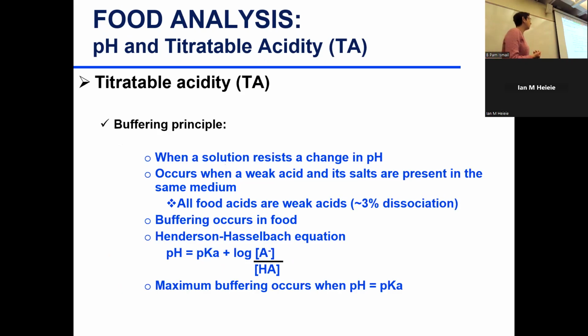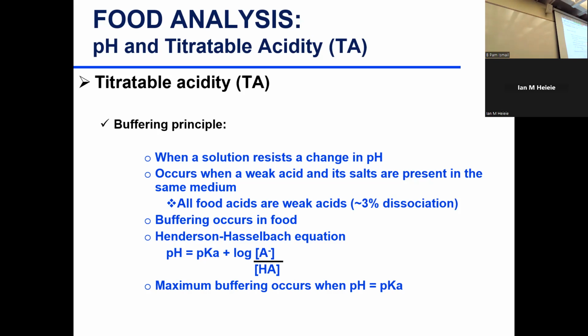So back to the principle of buffering, we talked about buffers and reagents earlier in the class. So just again, a buffer is when we resist change in pH, when you have the weak acid and you have the salt or conjugate base. So either we say salt or conjugate base present at the same time, and weak acid has very low dissociation factor.